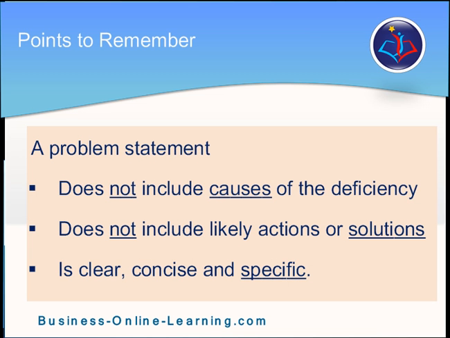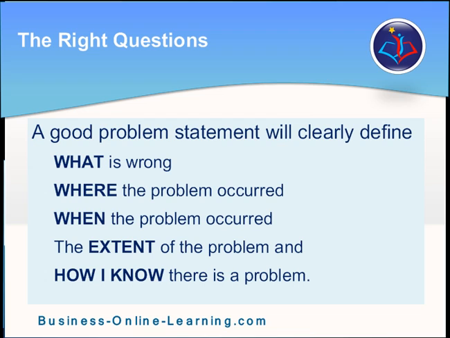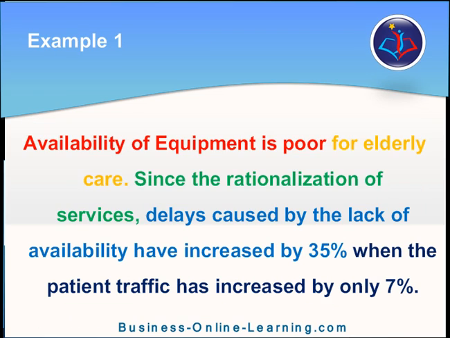The points you need to remember when you're writing your problem statement: it should not include any cause of the deficiency or defect. It does not include any likely actions or solutions. And it must be clear, concise, and very specific. You do this by asking yourself the right questions. A good problem statement will clearly define what is wrong, where the problem occurred, when the problem occurred, the extent of the problem, and how I know this is a problem.